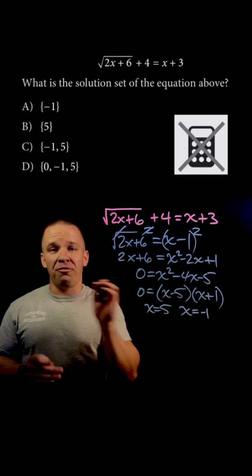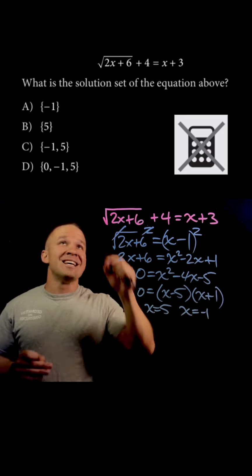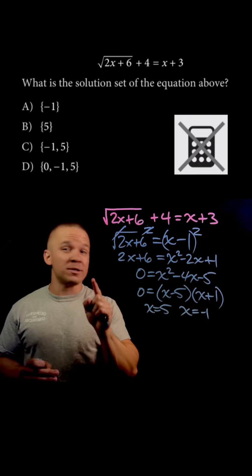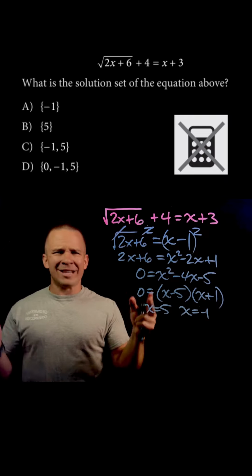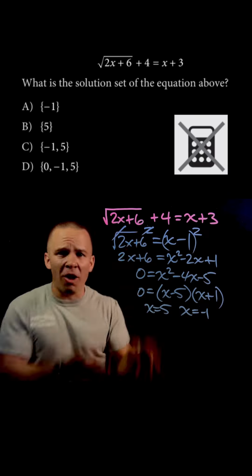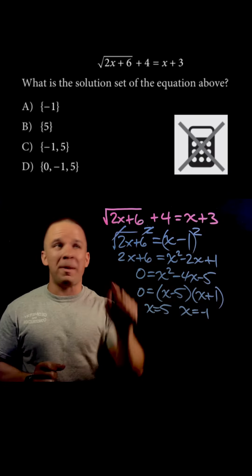Not so fast to be circling choice C for this one. We got to check for what's called extraneous solutions. What the heck is that? That means I've done all my algebra correctly, but it doesn't work in the original problem up there.